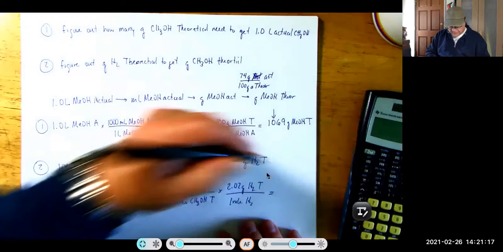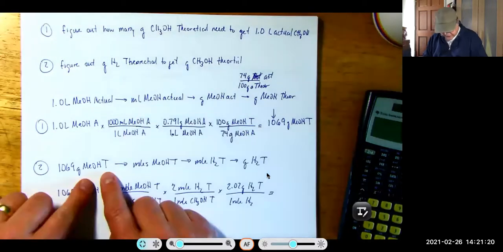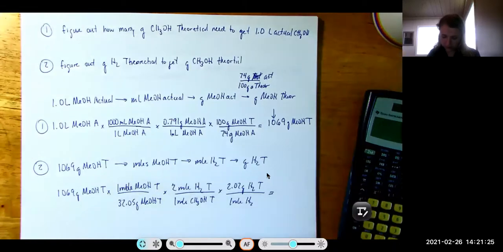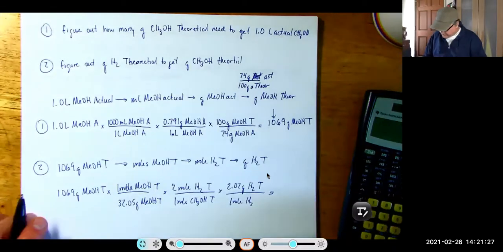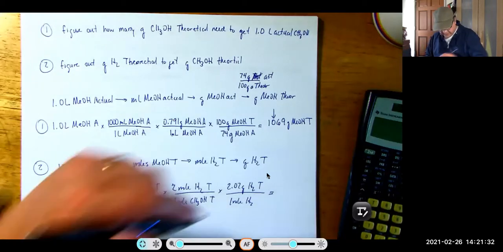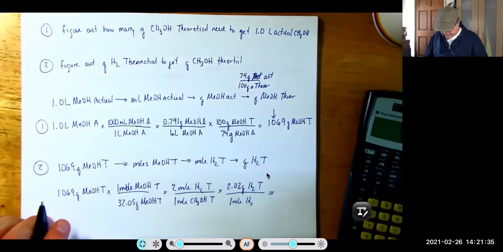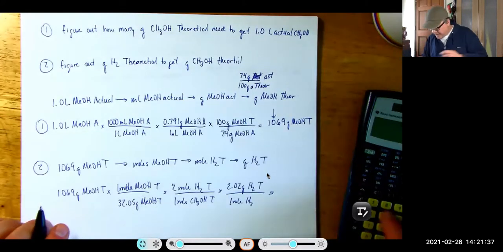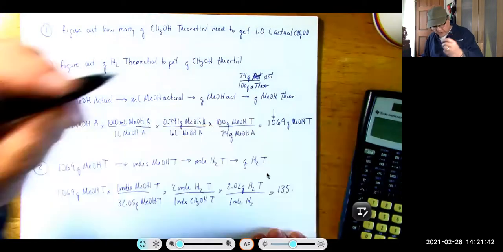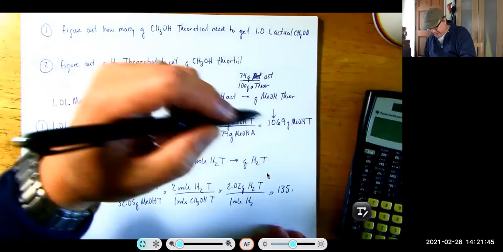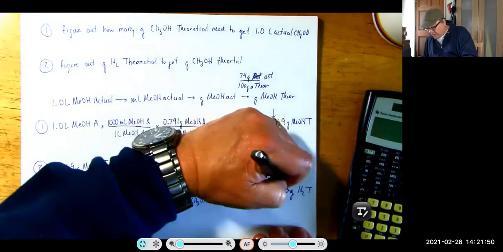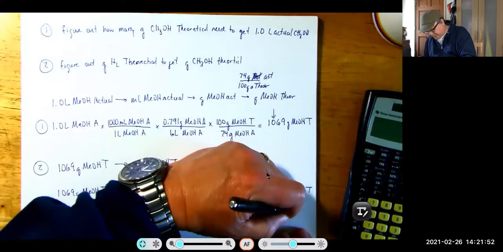Now, in this case, I don't necessarily think that the T is needed because all of this is theoretical, right? But I put it in there anyway, so I'm just going to leave it. So times 2 times 2.02 and divided by 32.05, and I get 135 grams of hydrogen theoretical. And actually, I need to round that to 130 grams of hydrogen theoretical.